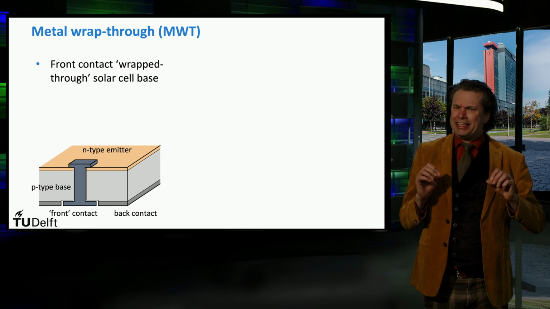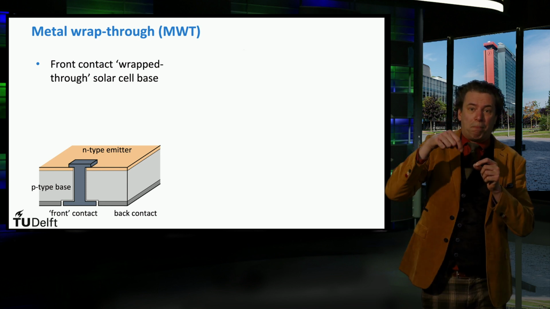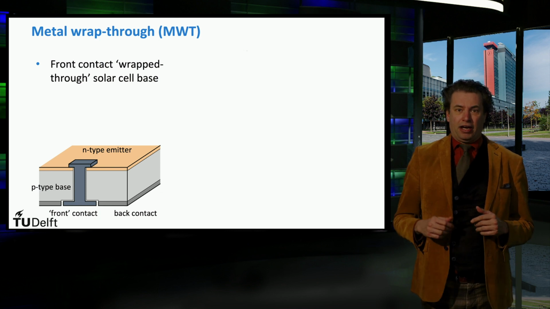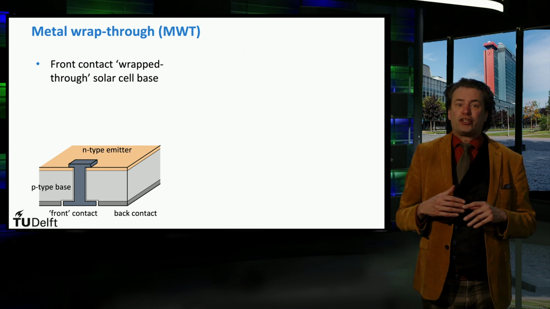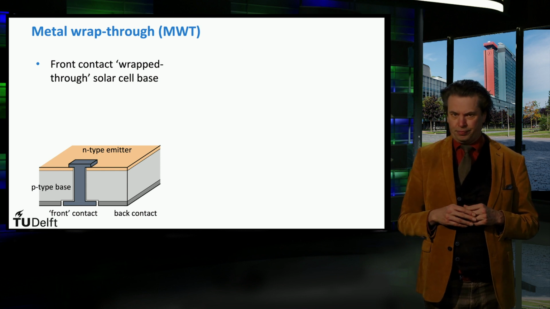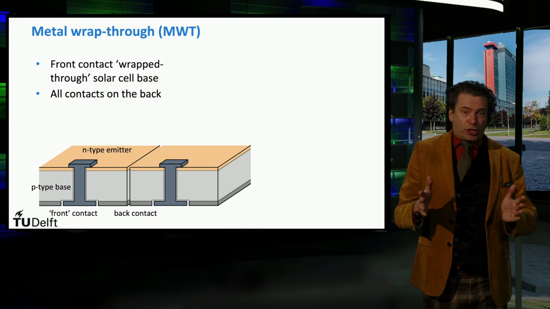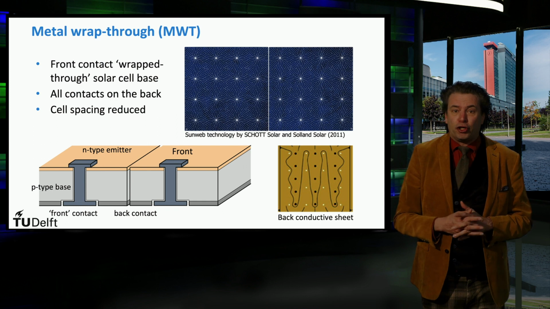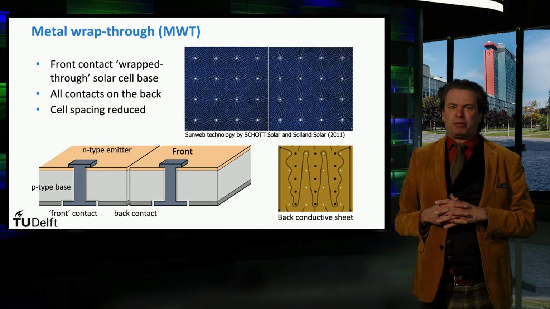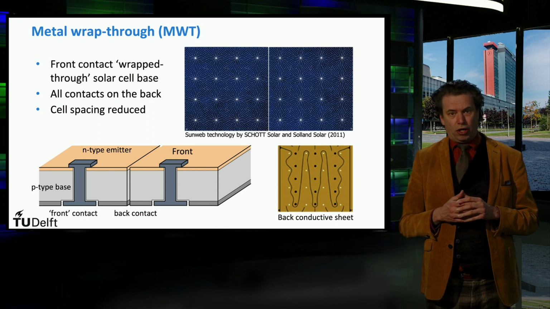In this way, the electrons collected by the front emitter are transported to the back of the solar cell. Evidently, care must be taken that the via does not create a short circuit. Individual cells can now be placed much closer to each other. This image shows the Sunweb technology. It was demonstrated some years ago by Schott Solar and Solland Solar.